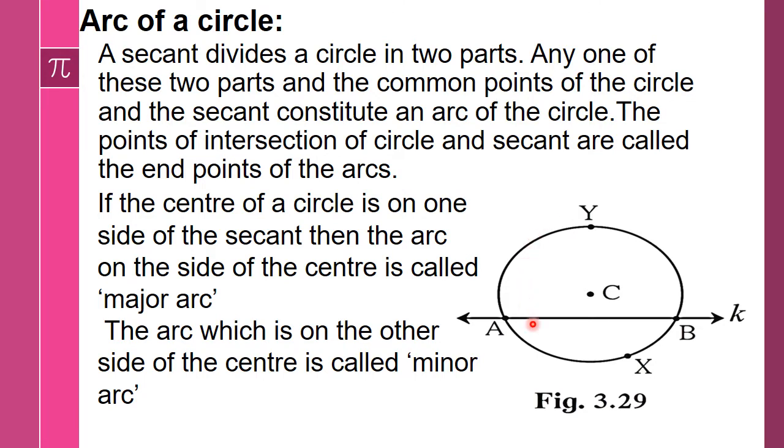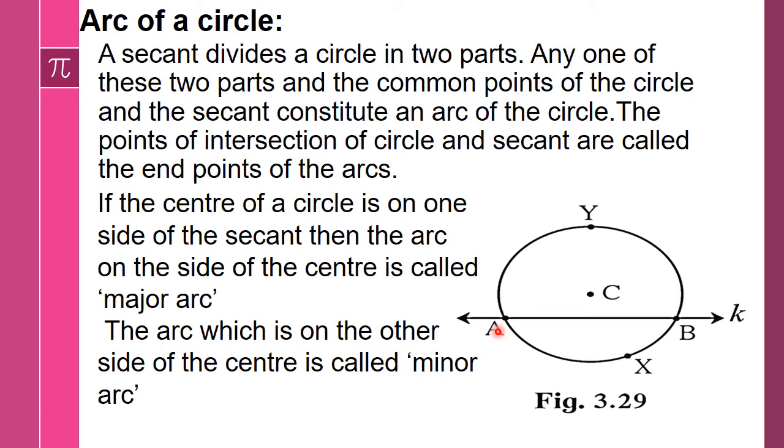If you see this particular diagram, this is a circle with center C, and points A, X, B and Y lie on the circle. The line K is a secant. This secant is dividing the circle into two parts. One part is the upper part, that is AYB, and the lower part is AXB. These two pieces of a circle are called arcs of the circle.